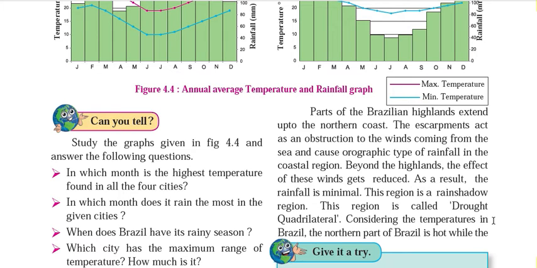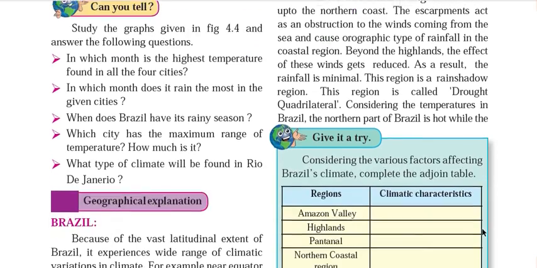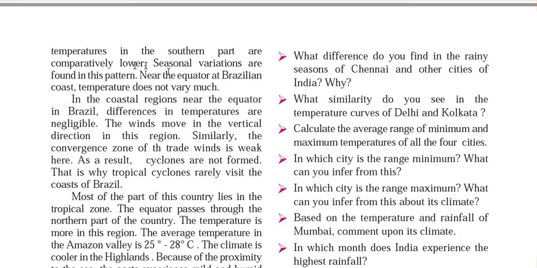Considering the temperature in Brazil, the northern part of Brazil is hot, while the temperatures in the southern part are comparably lower. Seasonal variations are found in this pattern. Near the equator on the Brazilian coast, temperature does not vary much.